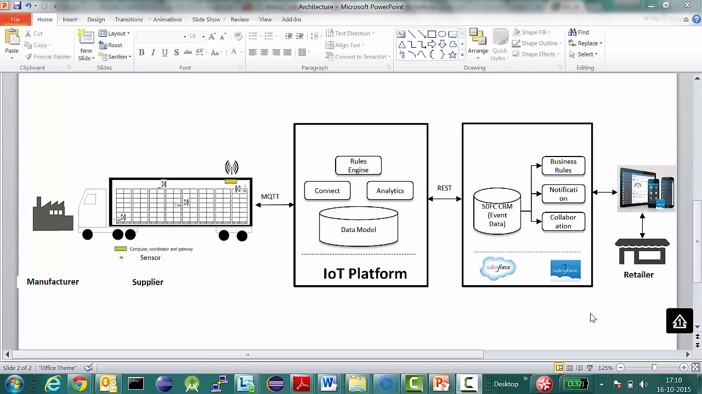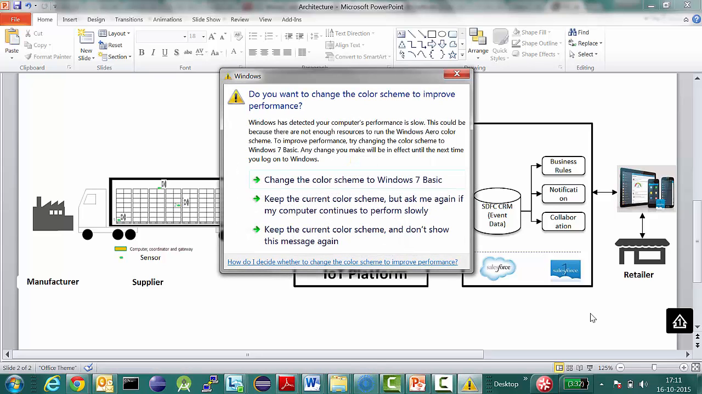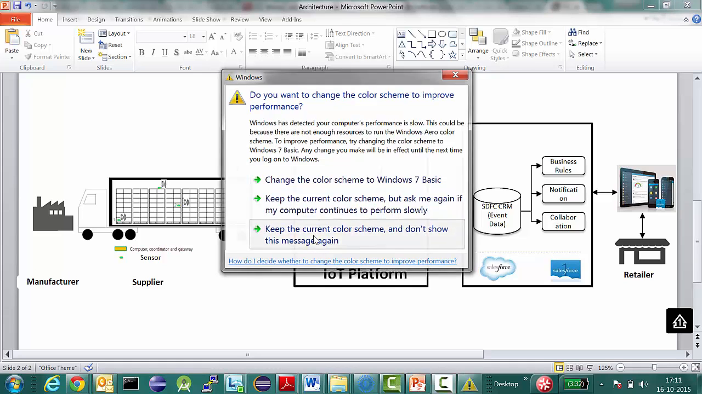Now, the solution. What we will be talking about is our solution, in which each container will be equipped with multiple sensors, that is temperature sensors, humidity sensors, moisture sensors, proximity sensors, load sensors, and RFID tags and readers.